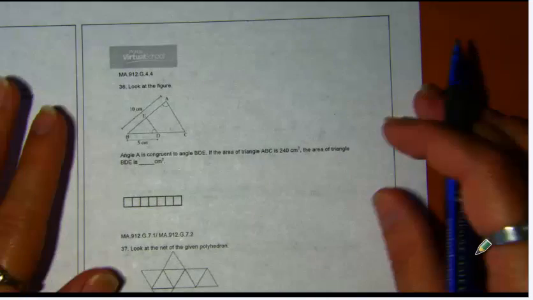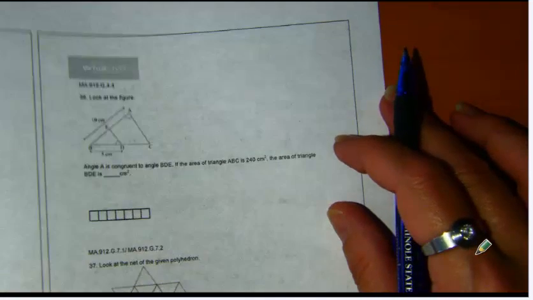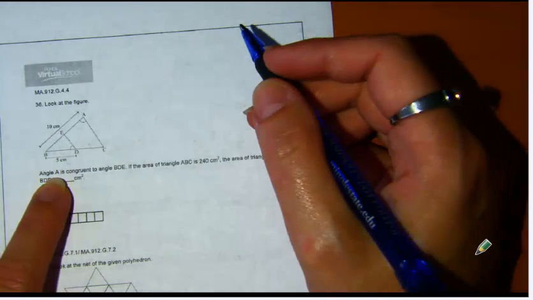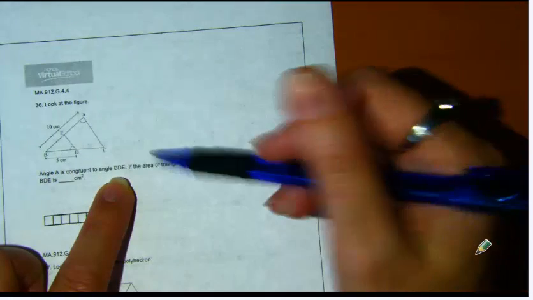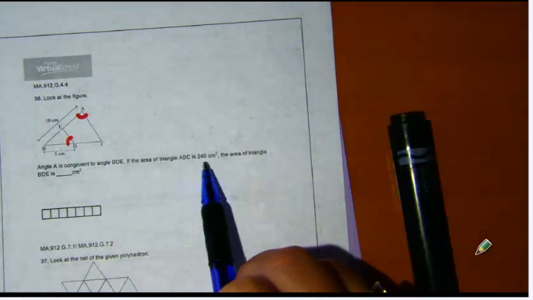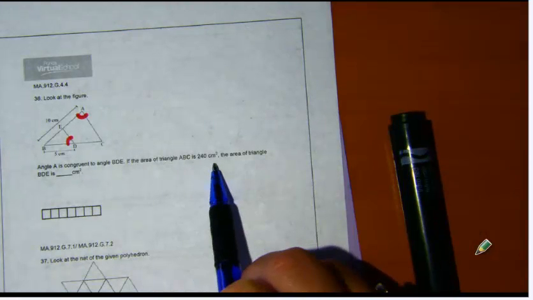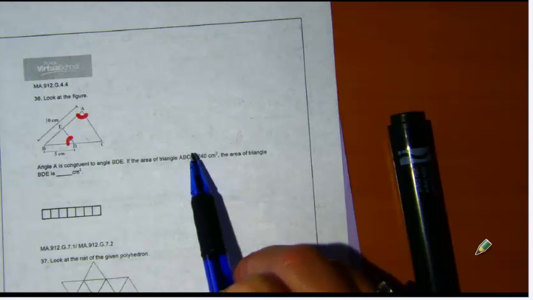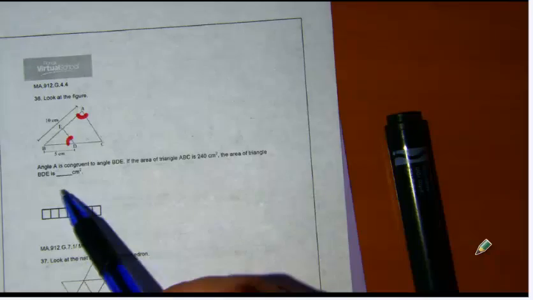Okay, 36 is where we're going to stop today. I have angle A is congruent to angle BDE. So this angle is congruent to this angle. The area of triangle ABC, so the large area, is 240 centimeters squared. The area of triangle BDE is how many?